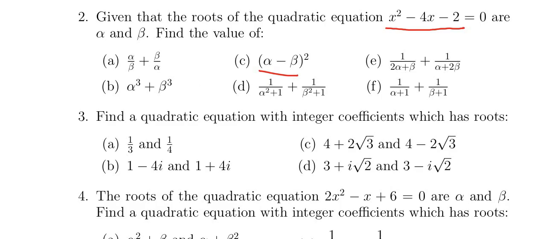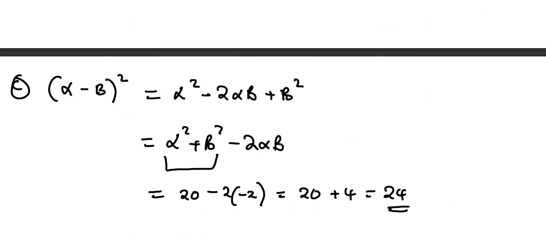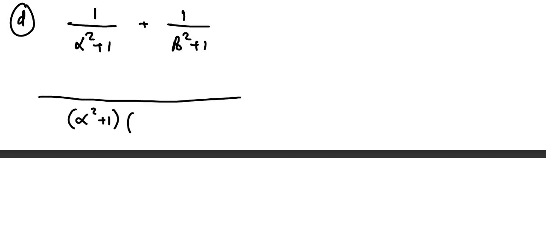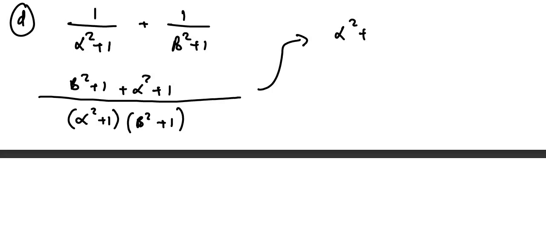Then the next question is asking us for 1 over alpha squared plus 1, plus 1 over beta squared plus 1. So this again, in a similar way, we can first of all combine them to get one thing. This is what we are having: 1 over beta squared plus 1, plus 1 over alpha squared plus 1. This will be beta squared plus 1 times alpha squared plus 1. This will now change, and you're going to have alpha squared plus beta squared, then plus a 2 on top.